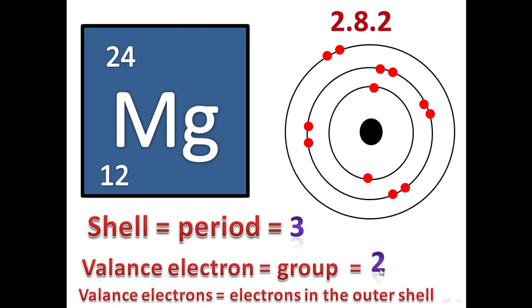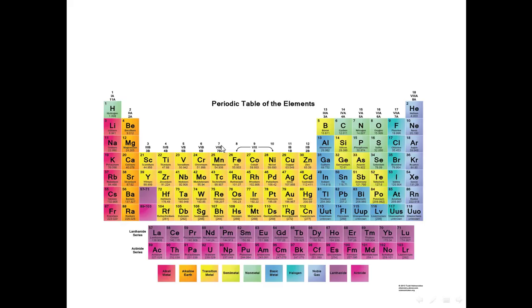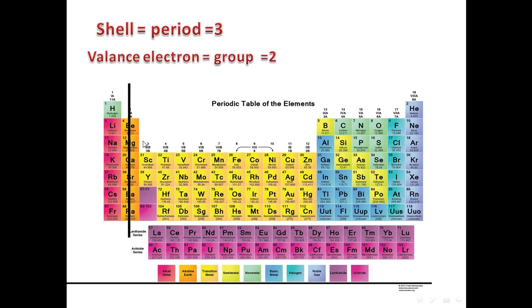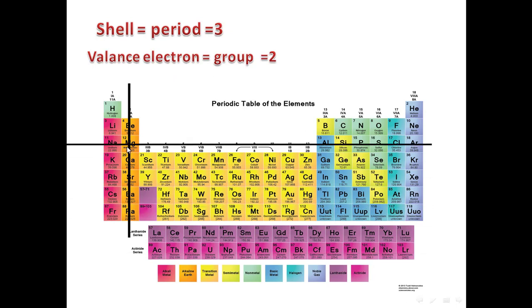But how do we apply this here? How do we find the location of the magnesium atom in the periodic table? We know that the magnesium atom is located in period number 3 and group number 2. Group number 2 is a vertical line, so we put a line there, and then it is located in period number 3, which is here. The intersection tells us that the magnesium atom is accurately placed here.